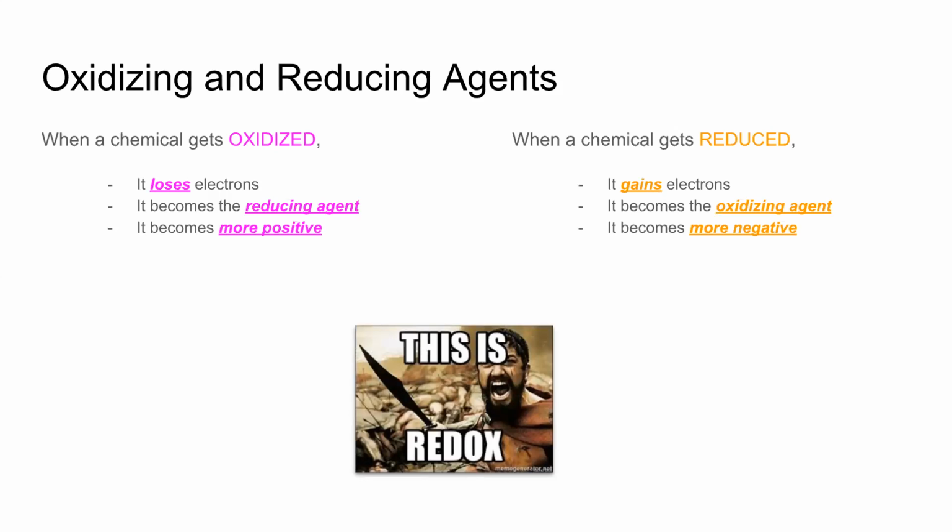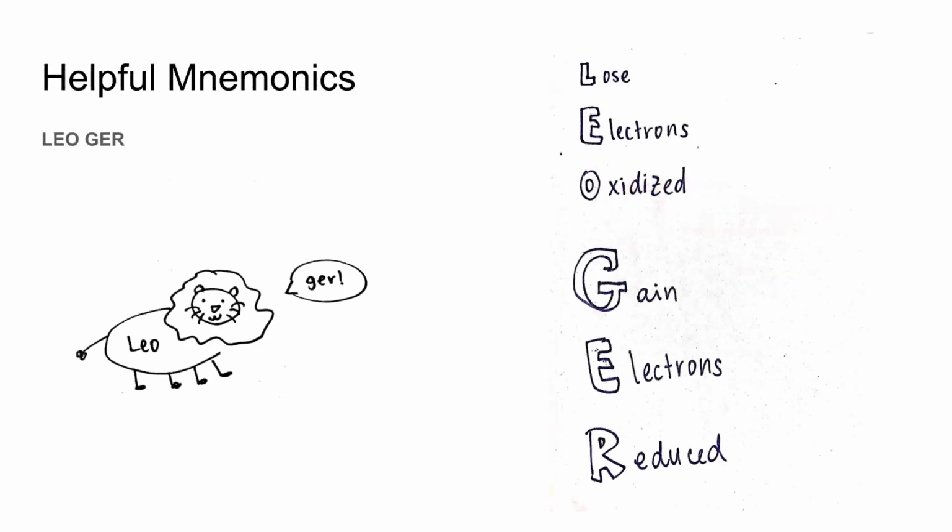While on the reduction side, where a chemical is having a reduction reaction, it gains electrons, it becomes the oxidizing agent, and also it becomes more negative, because we know that electrons are negatively charged, so the more you gain, the more negative you become. A helpful way to remember this is LEO GER. Basically, LEO stands for lose electrons oxidized, and GER stands for gain electrons reduced.